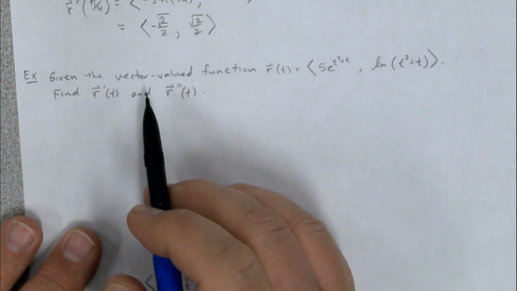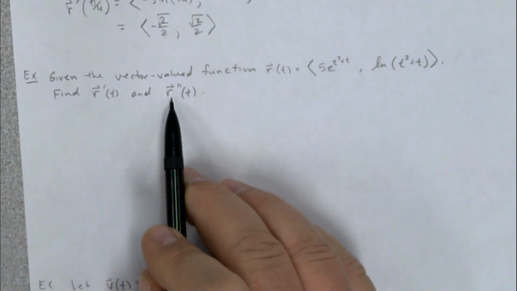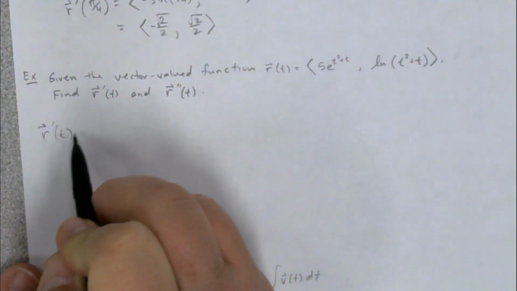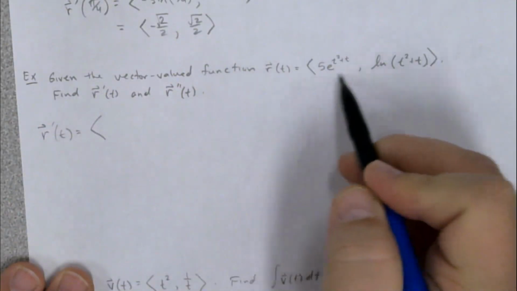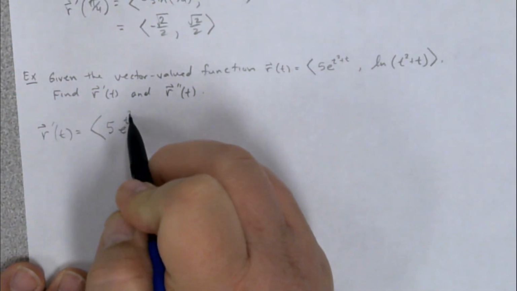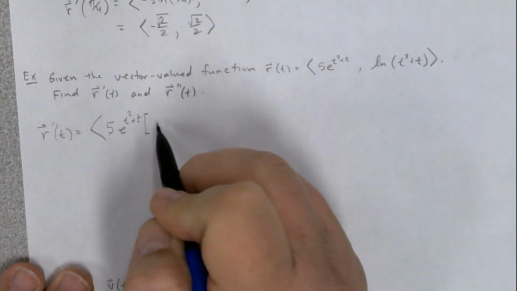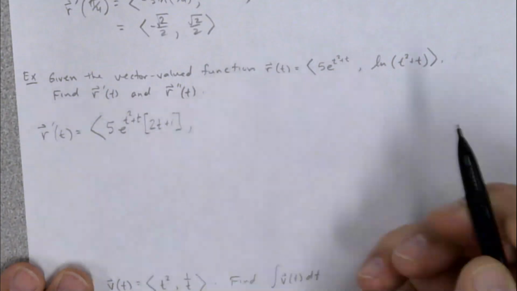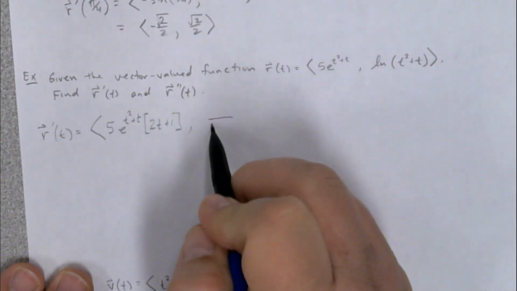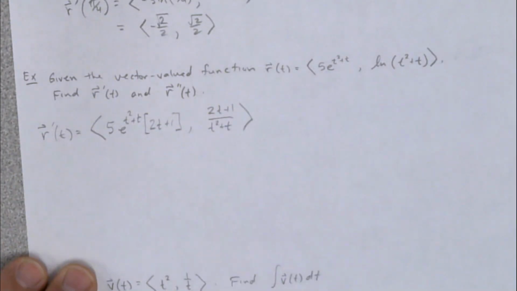Given the vector valued function r of t is this, find the derivative and the second derivative. Okay, so let's find r prime of t. It's going to be the vector. We take the derivative of this quantity right here, which is going to be 5 e to the t squared plus t times the derivative of that, 2t plus 1. And then the derivative of this over here is u prime over u, so that's the u, and then the derivative of that is 2t plus 1. That is r prime.